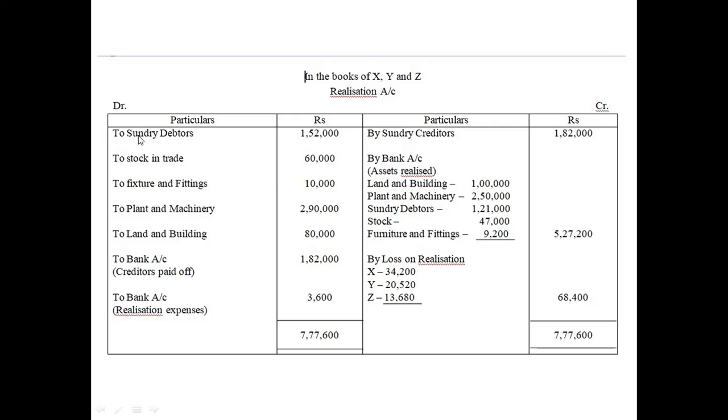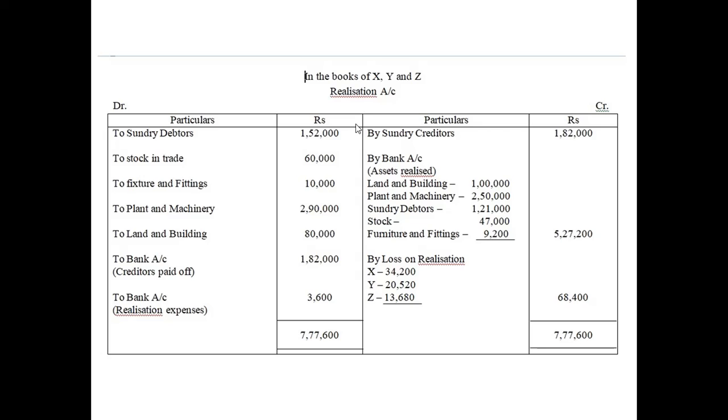So sundry debtors, stock in trade, fixtures and fittings, plant and machinery and land and building are taken from the balance sheet. So 1, 2, 3, 4, 5 items in the debit side. Write these items first towards the debit side, and in the credit side we already have sundry creditors. Now go to the question one more time and have a look at the adjustment.